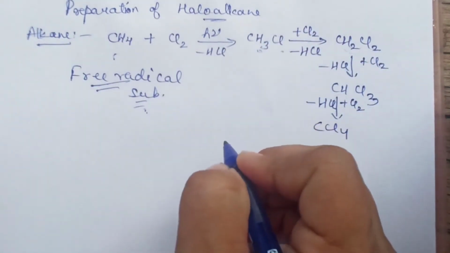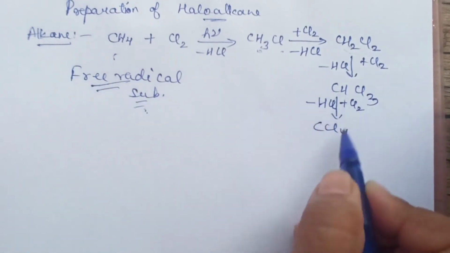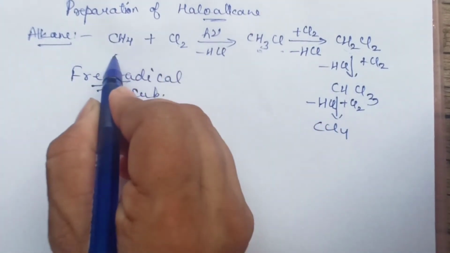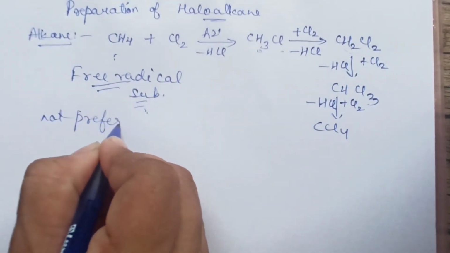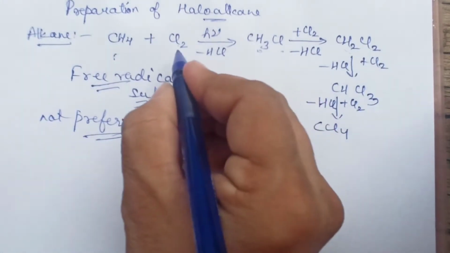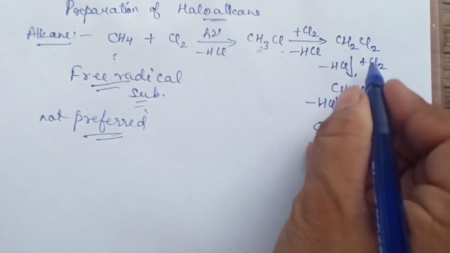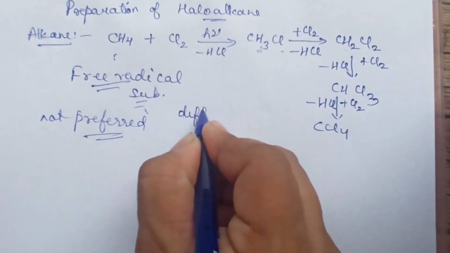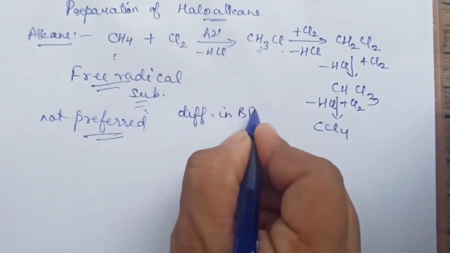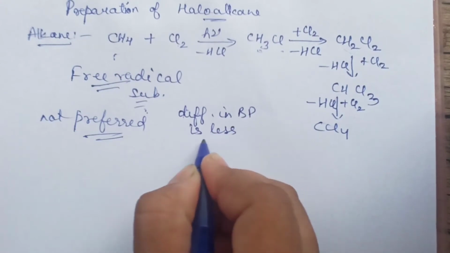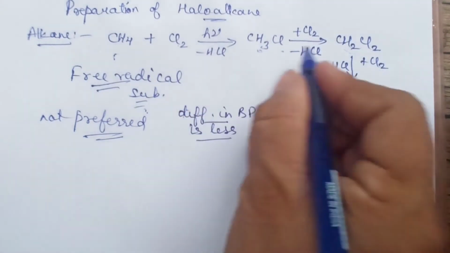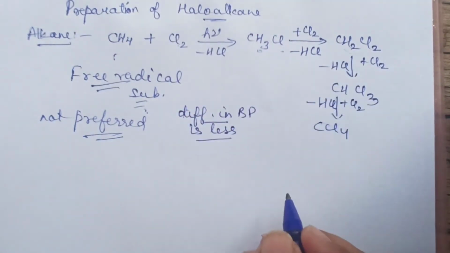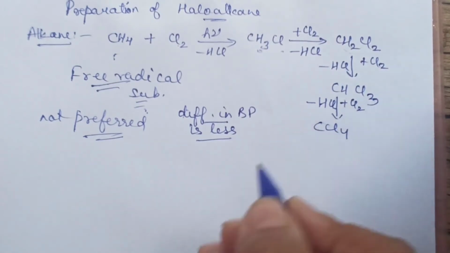So here one question can be asked: why is preparation of alkyl halide by halogenation of alkane not a preferred reaction? Why? So what will you write? You get a mixture of products, and the difference in boiling point of these products is quite less. So since the difference in the boiling point is less, it is very difficult to isolate the products. So we will not be getting pure alkyl halides.